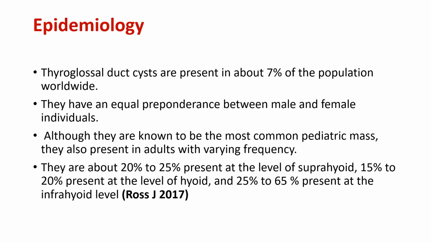So the thyroglossal duct cysts are present in about 7% of the population. They have an equal preponderance between male and female. So you can't say it's more dominant in females. No, it's equally distributed. Although they are known to be mostly pediatric masses, they are often present in adults at varying frequencies. There are about 20-25% present at the level of suprahyoid, 15 to 20% present at the level of the hyoid, and 25 to 65% present in the infrahyoid levels.